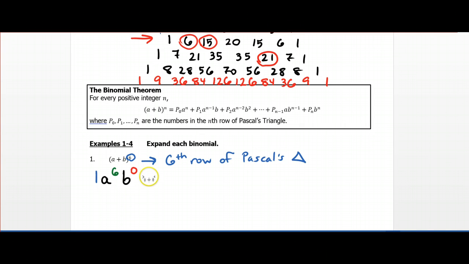Next, I'm going to add to start my next term in my expansion, and for the next term in my expansion, I start with the next number in Pascal's triangle, which is a 6. I'm in the 6th row, so next I start with a 6.